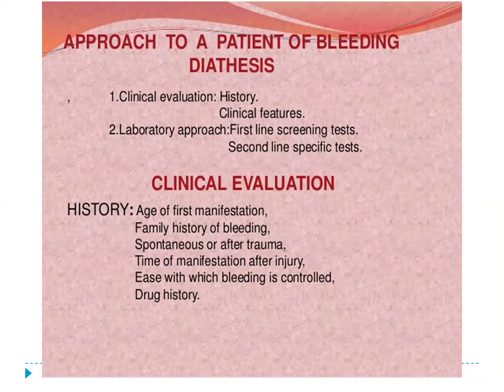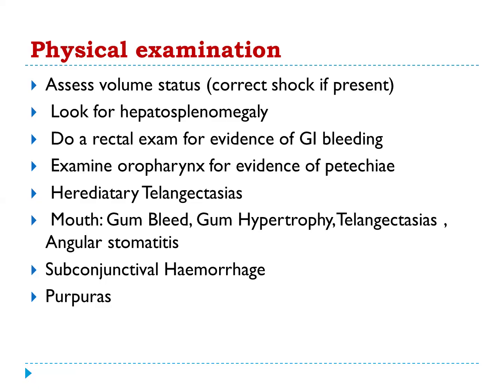So you find out whether the bleeding has happened before or not, and when this chronic bleeding disorder first started, and the family history of bleeding. Is anybody else in the family bleeding as well? Is it spontaneous or after trauma, the time of manifestation after injury, the ease with which the bleeding is controlled, and the drug history. Are you taking any drug that can cause bleeding?